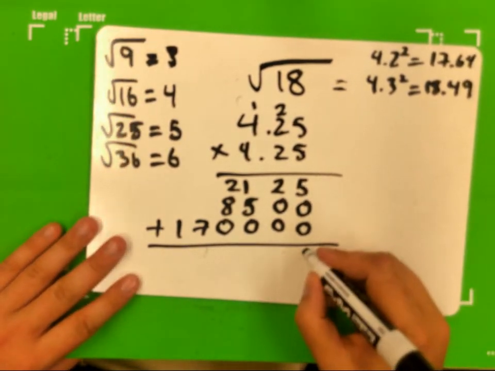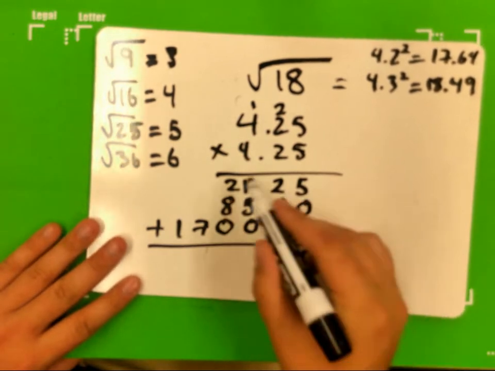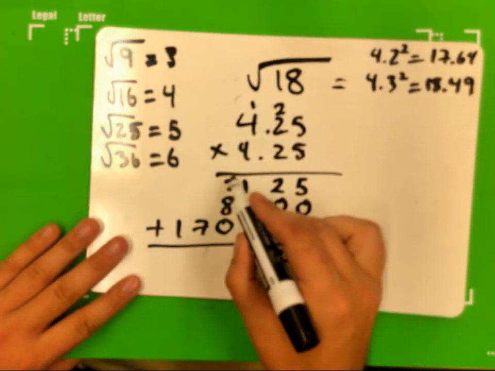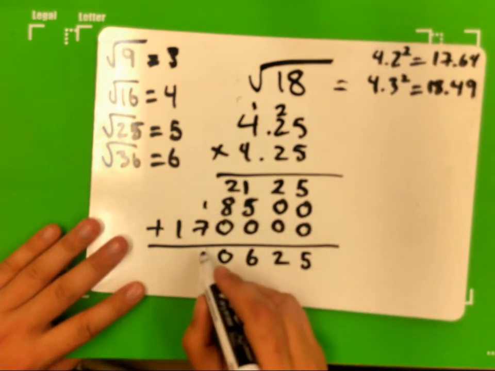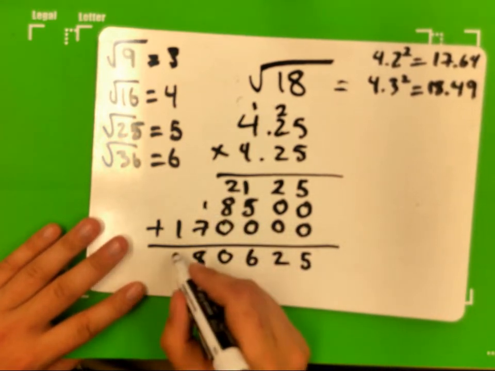5 plus 0 is 5. 2 plus 0 is 2. 1 plus 5 is 6. And 2 plus 8 is 10. Put down my 0, carry my 1. We get 8. And we have our 1.